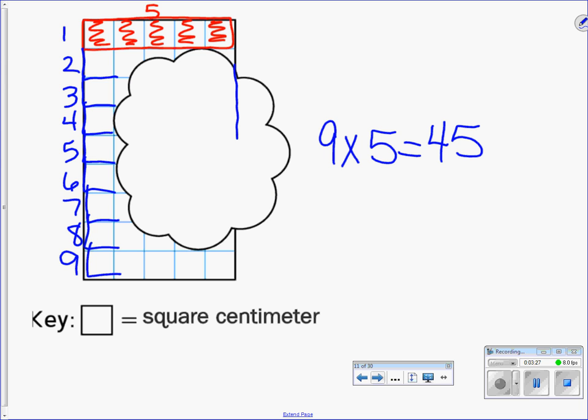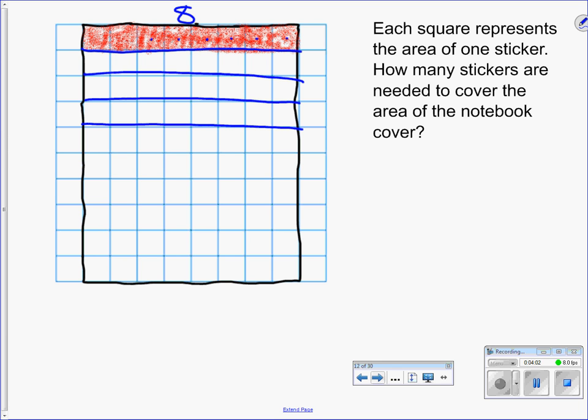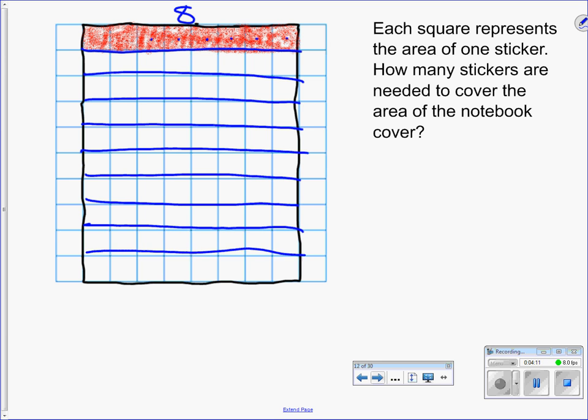It did not matter about this part of the cloud that was on the outside. We just wanted to find out what was within that rectangle. Each square represents the area of 1 sticker. How many stickers are needed to cover the area of the entire notebook? If this is our composite, we have 1, 2, 3, 4, 5, 6, 7, 8. So there's going to be 8 in each row. And we have 1, 2, 3, 4, 5, 6, 7, 8, 9, 10 rows. We will write that as 10 times 8, which equals 80. And if we need to, we can just count each individual square.